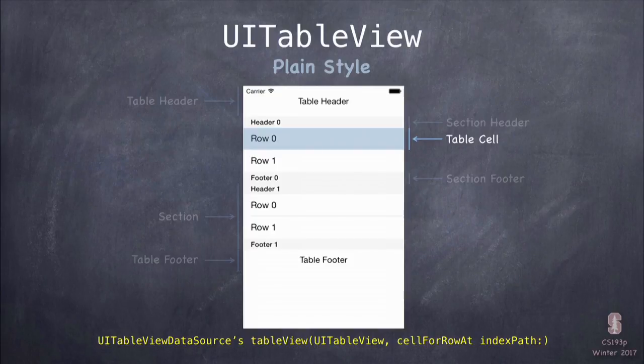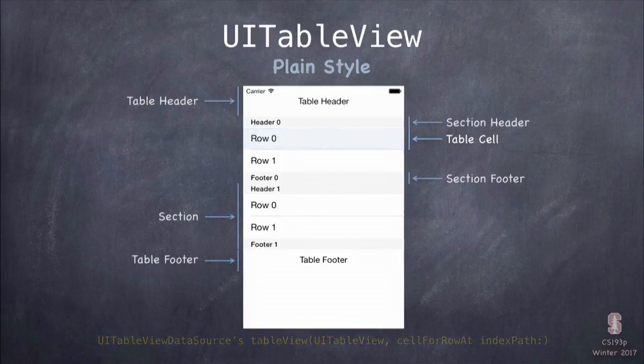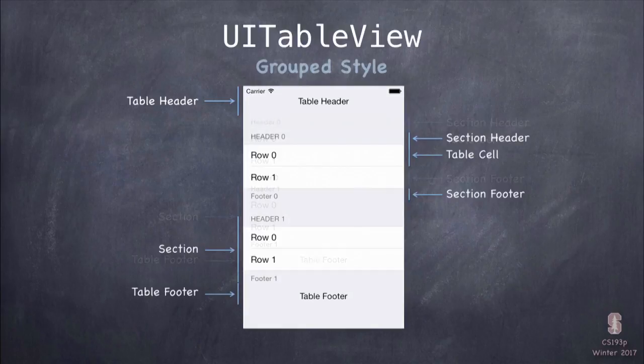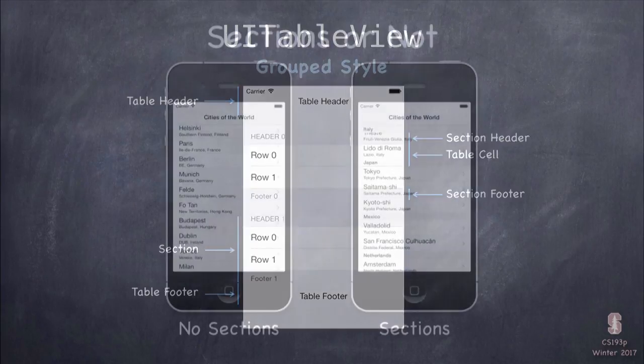By the way, along the bottom, you're seeing source code that corresponds with these things. Don't worry, I'm going to get back to showing you all of that stuff in later slides. So this is the naming we use to name all the parts of a table view. And this is in plain style. All the same names work in grouped style. Everything just looks a little different. You still have a header, footer, sections, all the same, just a different UI look.